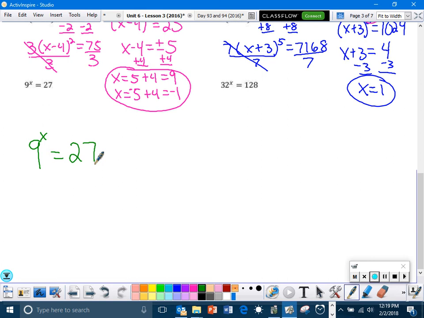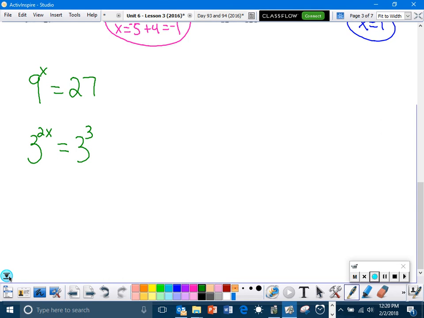So I'm going to rewrite 9. 9 can be written as 3 squared. And there's an x already there in the exponent, so I'm going to put that behind the 2. So 3 to the 2x equals 27, which can be rewritten with a base of 3. Notice, same base. That can be rewritten as 3 to the 3rd power. So I rewrote the two numbers so I have the same base.